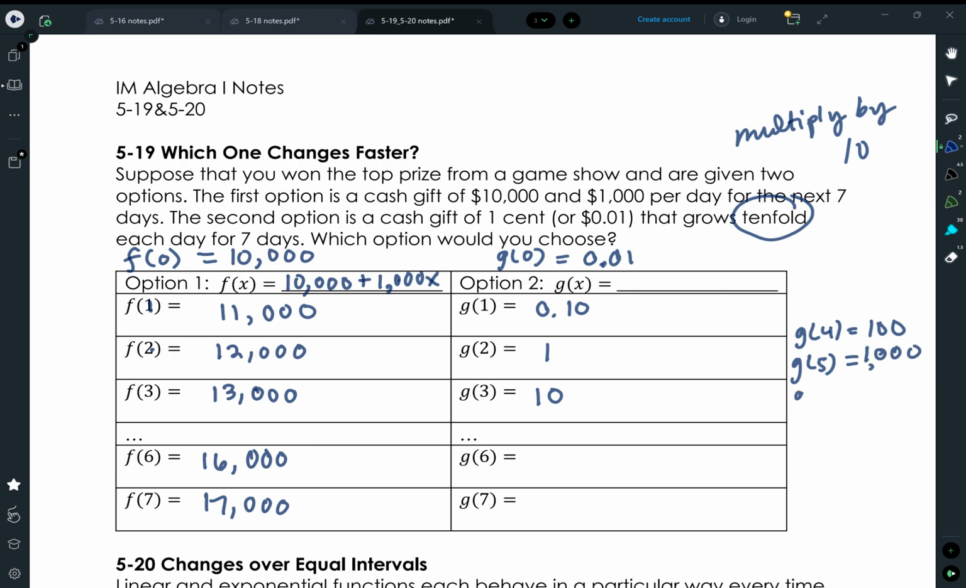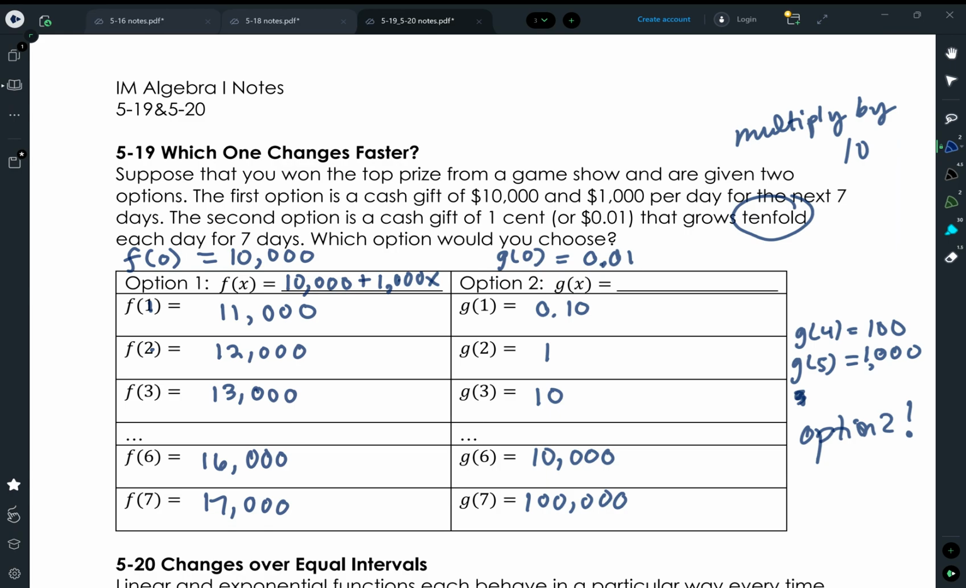Okay, 6 would be, what would 6 be? 6 I can put over here. So 1,000 times 10, okay, that's going to be 10,000. This is actually growing a lot faster than I thought. And then 10,000, if I multiply by 10, I'm adding another 0 again. So it's 100,000. So definitely option 2 is going to be the one that gets us more money. But man, starting out with just 1 cent, it's crazy when you have a big multiplier, right? When your growth factor is a big number like that, how quickly your amount changes.